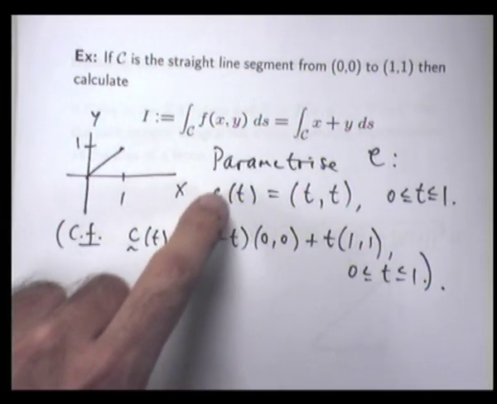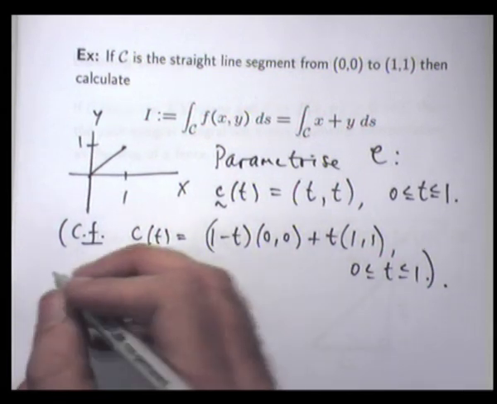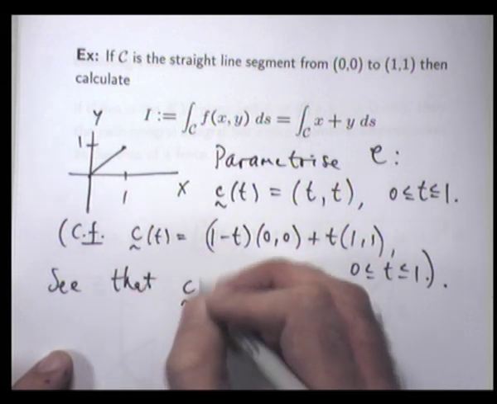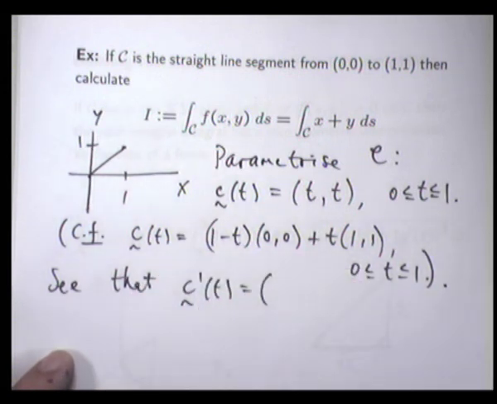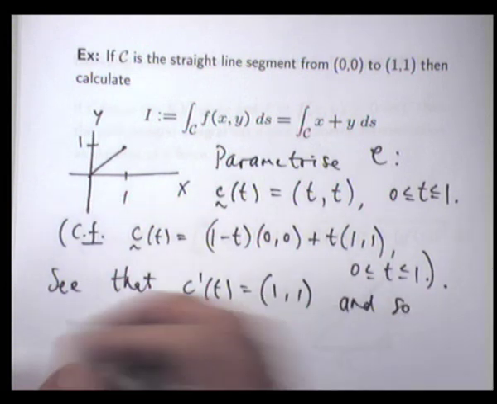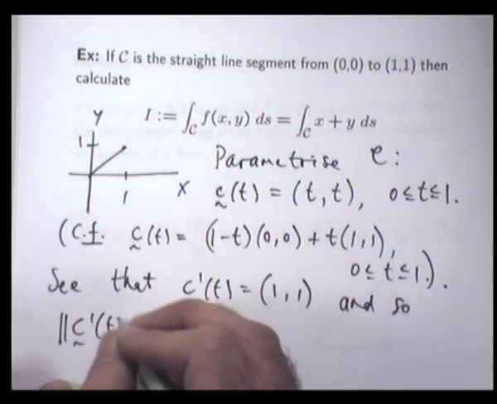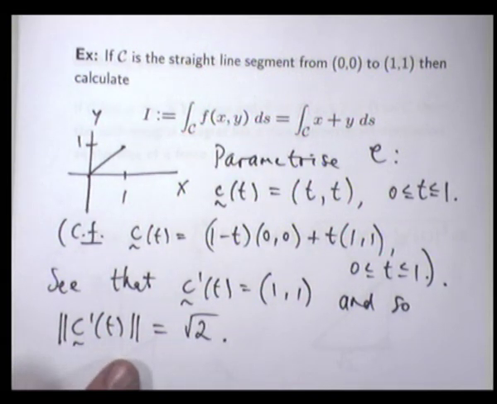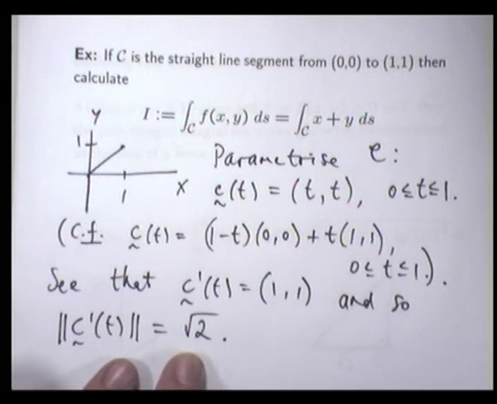All right, so what do we need? We need C dash and then the magnitude of C dash. So what's C dash going to be? 1, 1. And so the magnitude of C dash is going to be root 2. Now, notice that there's no t dependency here. This is just a constant. In general, there will be t's here. Okay, this just works out quite nicely for this particular example.